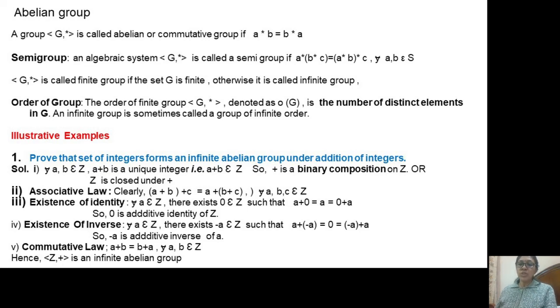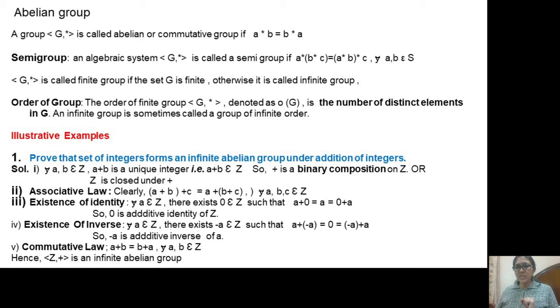Now moving on to the third axiom. We know there is a number 0 in integers which, when we add it to any element, the result will not change. A plus 0 is A, which is equal to 0 plus A, for every A belonging to Z. So the element 0 is the additive identity in Z. Existence of identity is also done for integers.